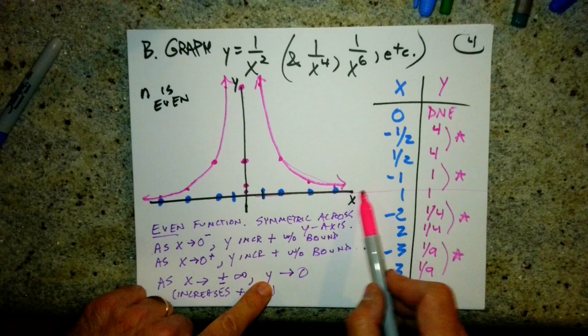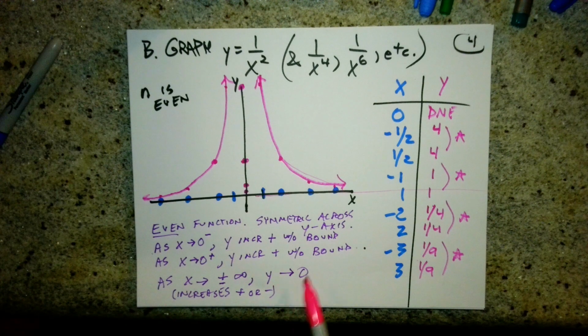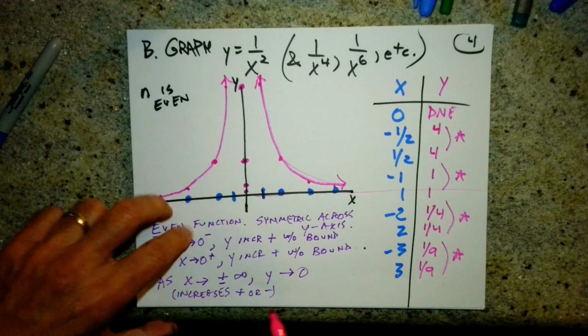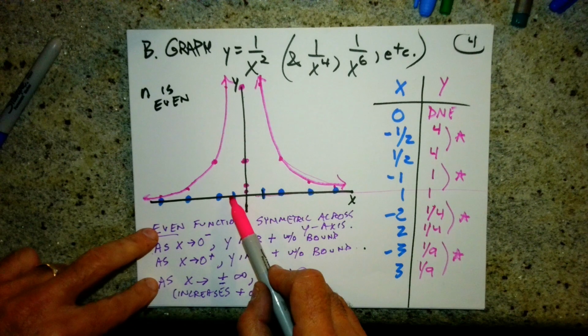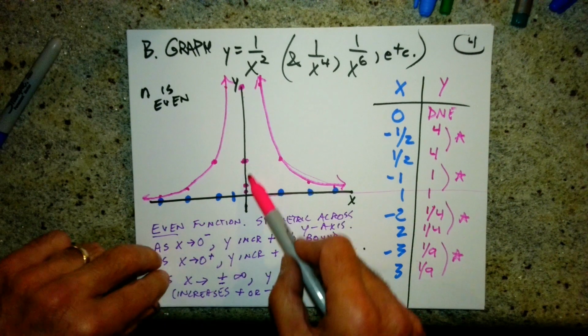They approach 0. They can't ever reach 0, but they get closer and closer to 0. That's what this arrow means. You will use this arrow in calculus class, so you're being introduced to it now. Okay? Same thing if x increases negatively. It gets bigger and bigger and bigger, but negative, and the y values approach 0.